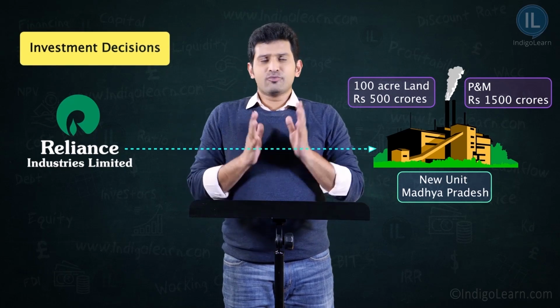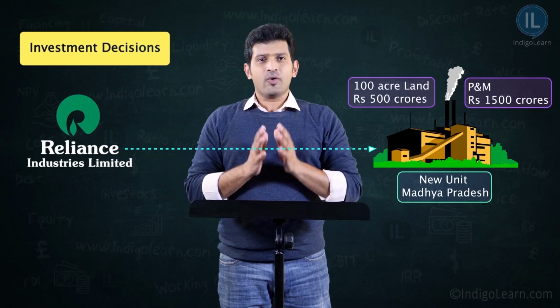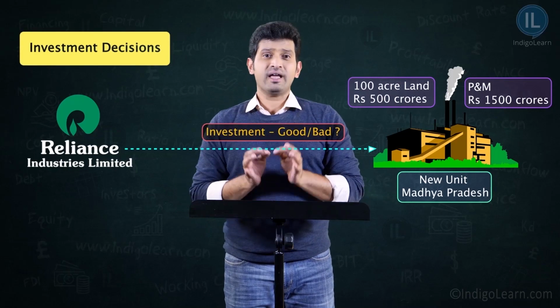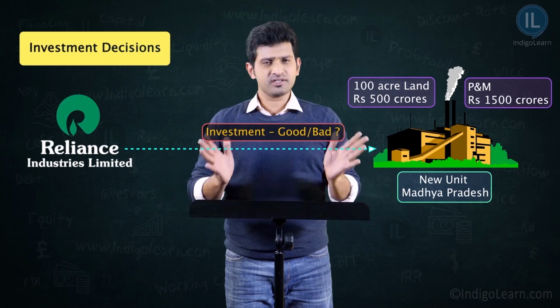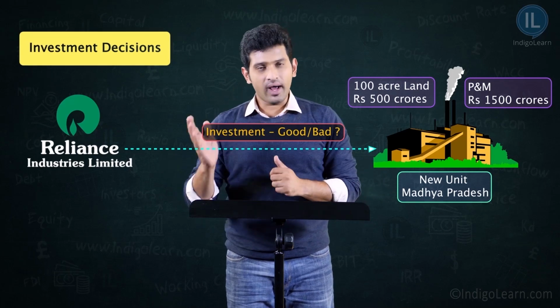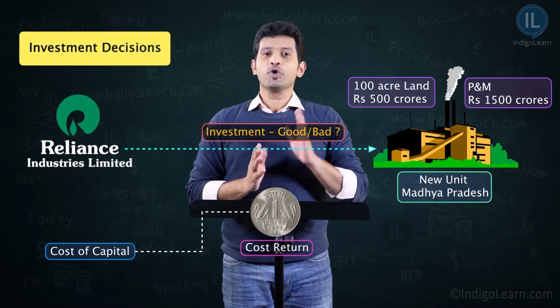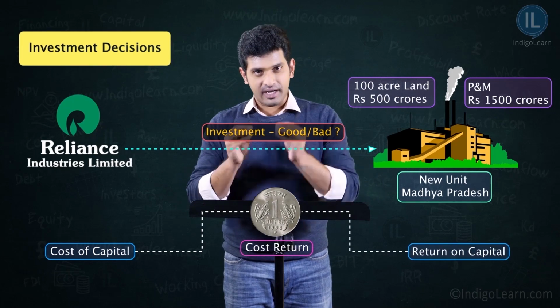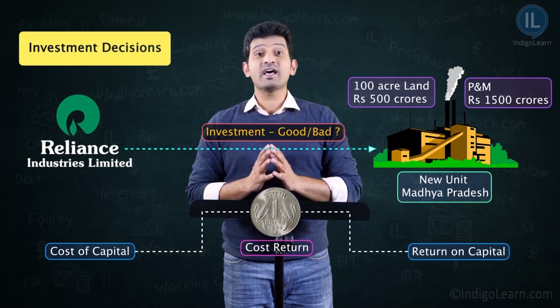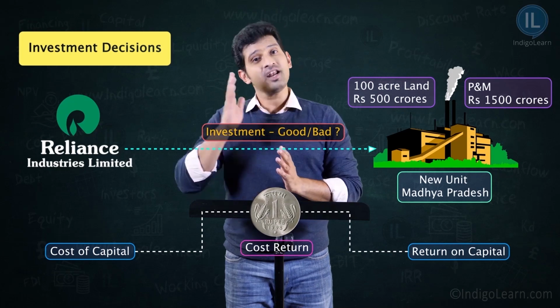Now, the moment Reliance Industries thinks of whether it is a viable investment to set up this factory or not, how will it decide? Very simple. There are two sides of a coin. One is the cost factor. Two is the return. So, we all know that whenever a decision has to be taken, the simple funda is always the benefit has to be more than the cost.